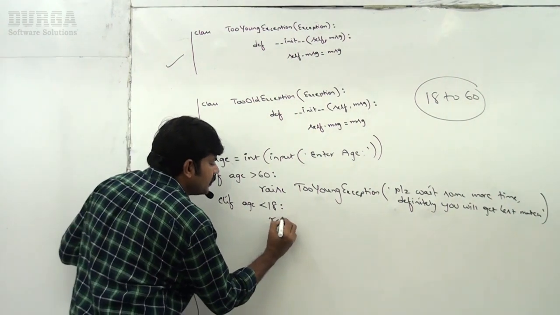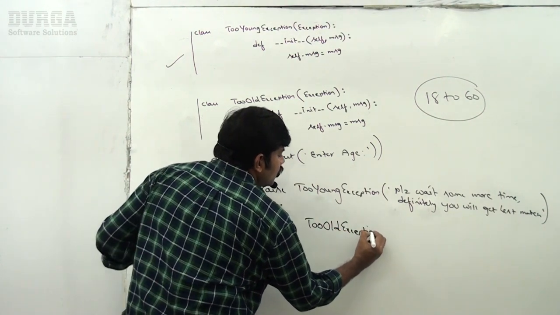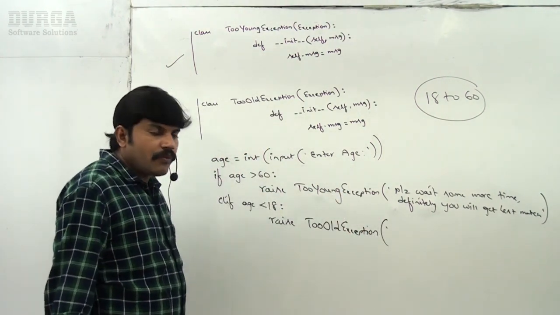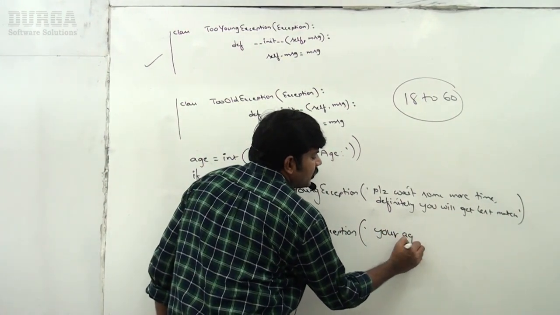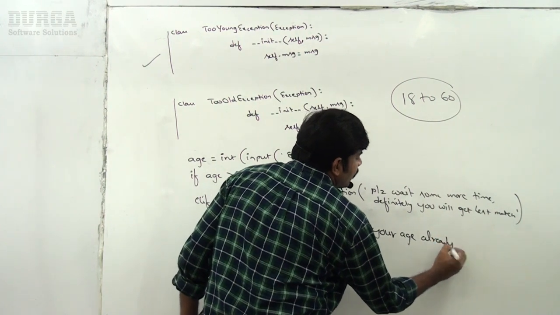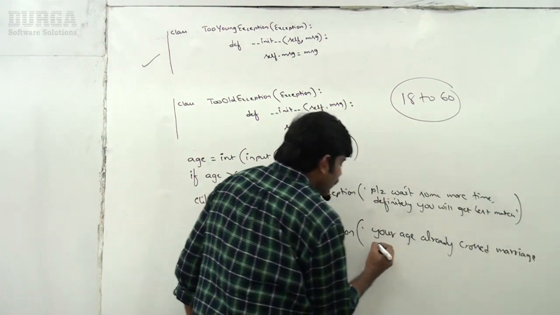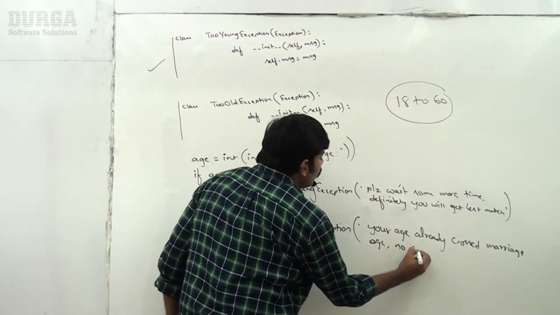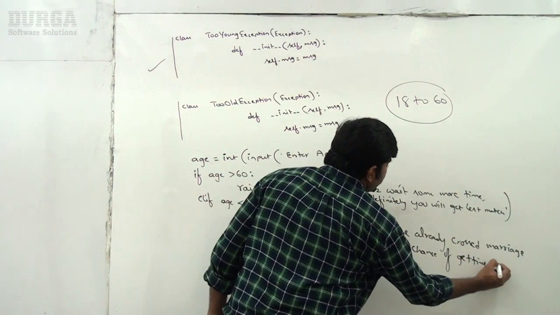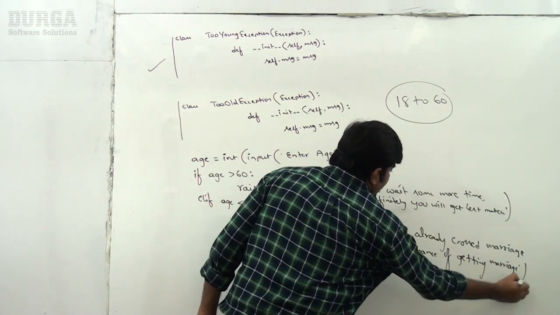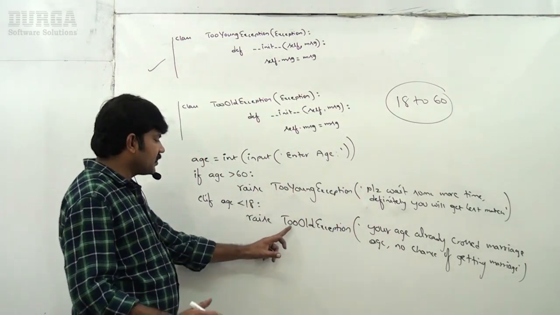Now raise TooOldException. So what do I have to take, sir? TooOldException: your age already crossed marriage age. No chance of getting marriage. Like this I'm taking, sir. Just for fun, I'm reversing it.